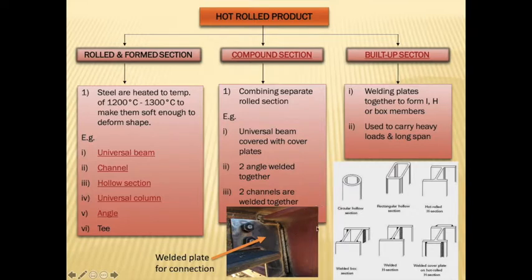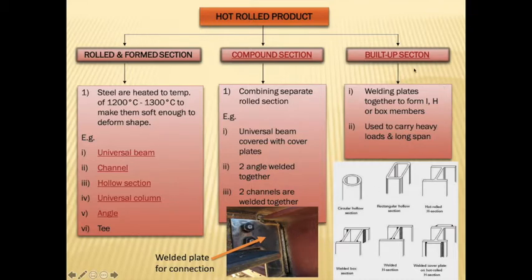Whereas we have a steel beam, and it is connected to a welded plate. The function of this plate is for the purpose of connection. We can attach the plate to another beam or another column, and we can bolt the beam together with that structure. Therefore we are going to have the connection. If we have this kind of structure, we are considering this as a compound section.